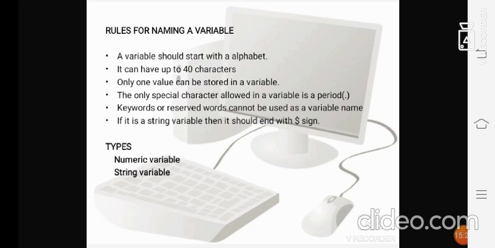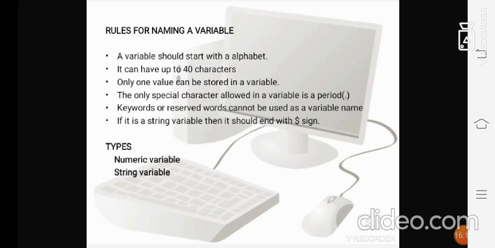Okay, the first one is a variable should start with an alphabet. Very important. Every variable should start with an alphabet first, and it can have up to 40 characters. Only one value can be stored in a variable. The only special character allowed in a variable name is a period. Keywords are reserved words and cannot be used as variable names, and if it is a string variable, then it should end with a $ sign.